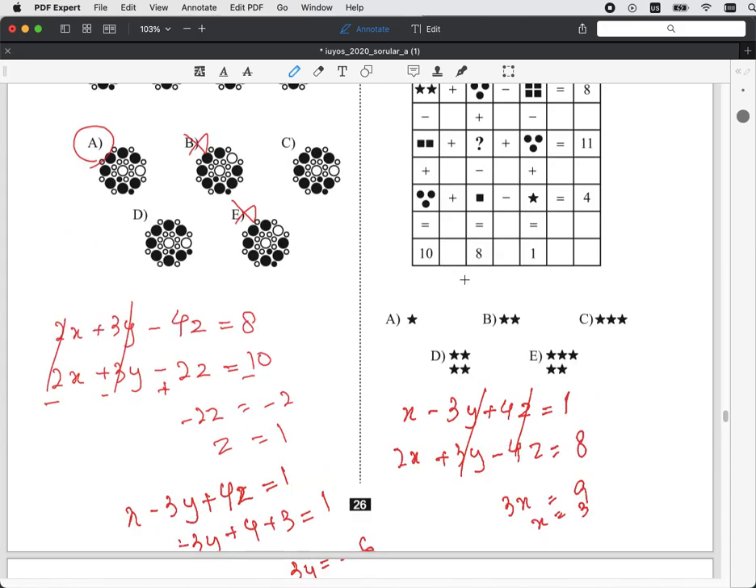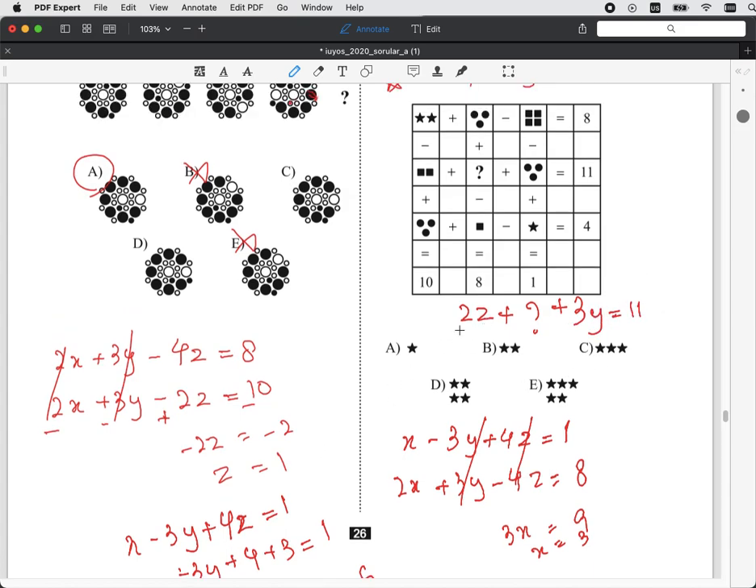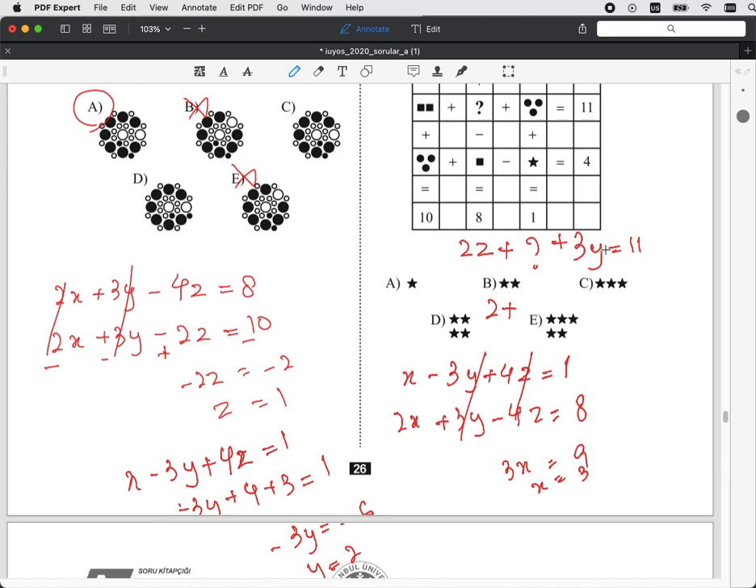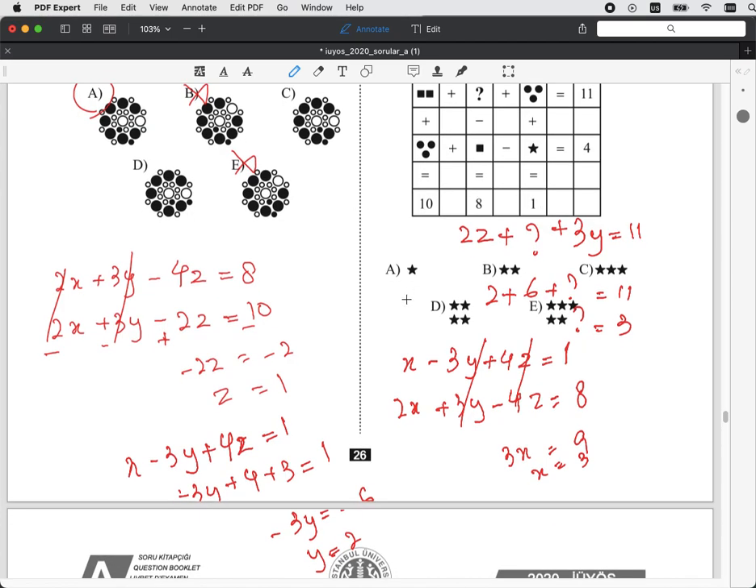Here is z, 2z plus question mark plus 3y is equal to 11. So y is 2. 3 times 2 is 6, plus question mark is equal to 11. This is 8, if it goes this side, it's gonna be minus 8, and it's gonna be 3. This question mark is gonna be 3. So 3 means x, so the answer is A.